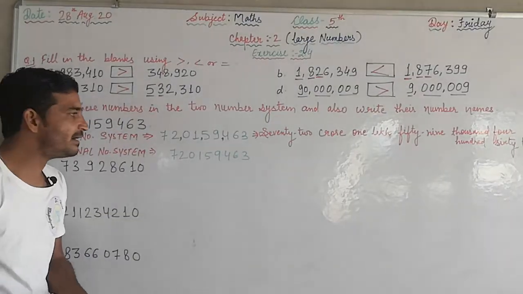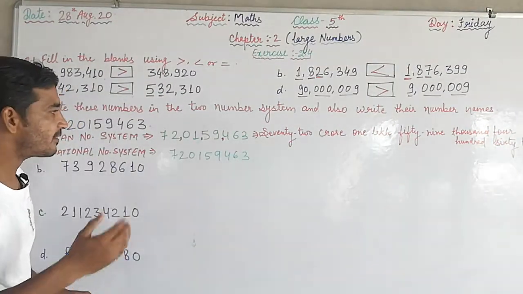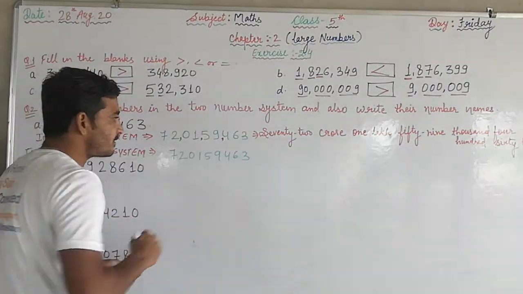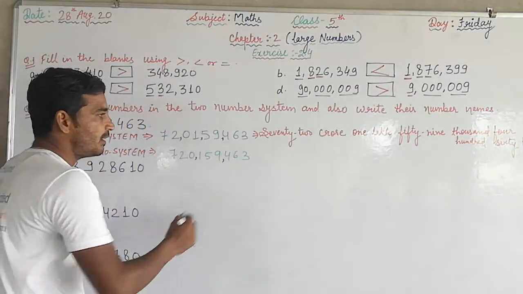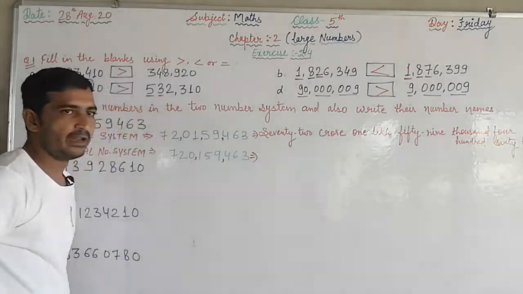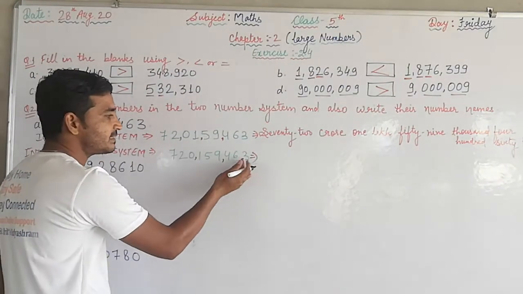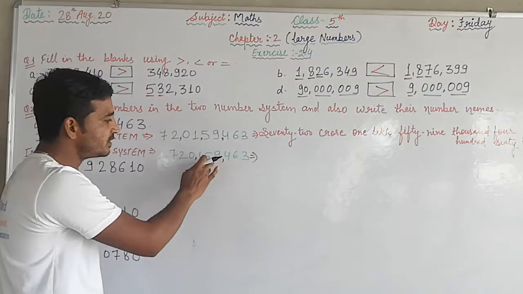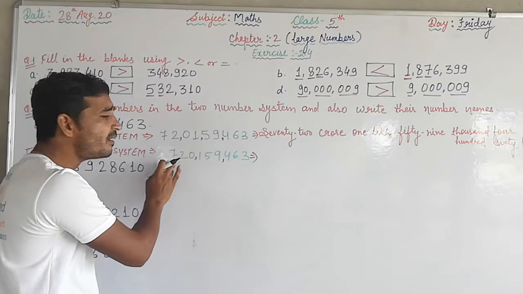As we already discussed how we place commas in the international number system, we place a comma after every three digits. First count the 3 digits and place a comma, then again count the 3 digits and place a comma. Now we are going to write the number name according to the international number system. So let's count ones, tens, 100, 1000, 10,000, 100,000, million, 10 million, 100 million.